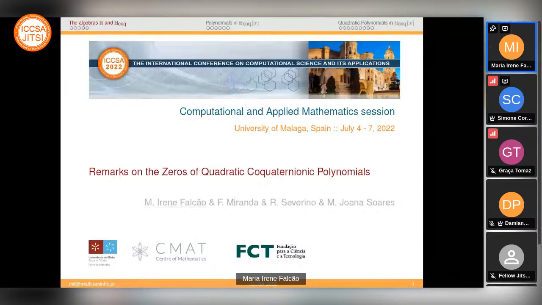Yes. First of all, I'm really sorry not to be with you in the room. I think probably I'm the only participant in Malaga making the talk from the hotel. But never mind. I'm going to talk about the zeros of quadratic quaternionic polynomials. This session on computational and applied mathematics was all about quaternions, coquaternions, Clifford algebras. Quaternions and coquaternions are also Clifford algebras.